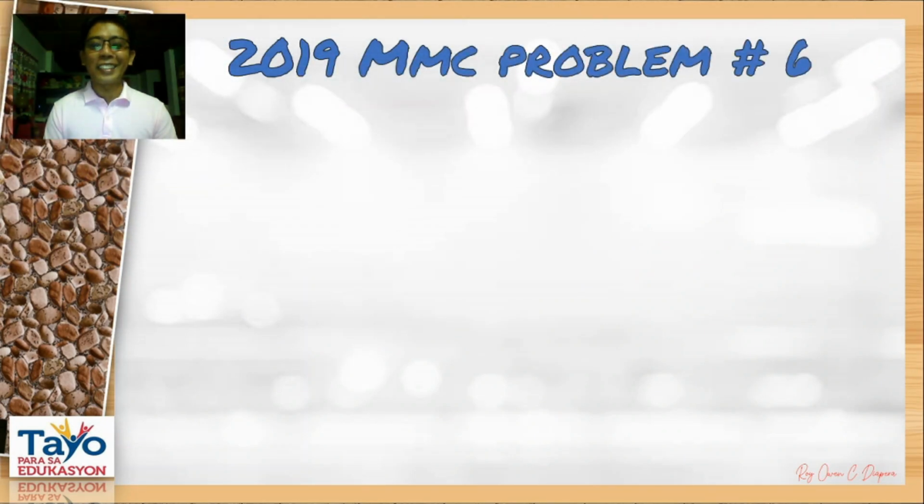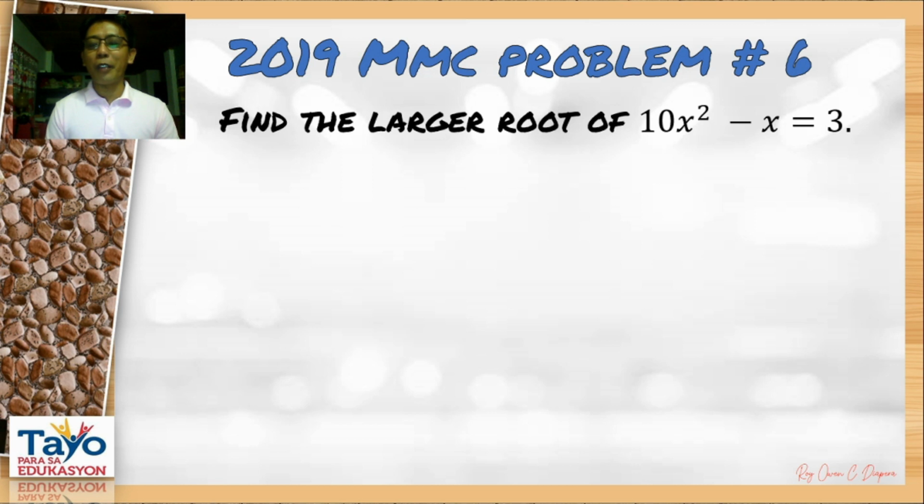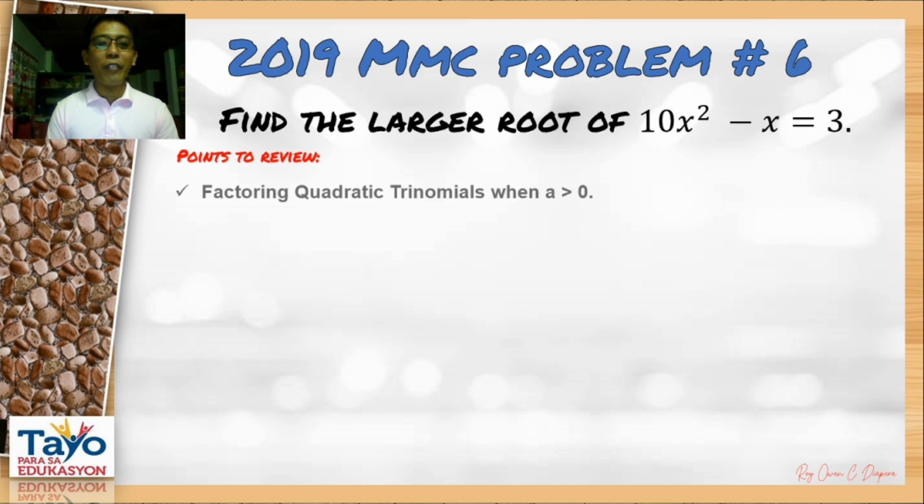Problem number 6. We are asked to solve: Find the larger root of 10x squared minus x is equal to 3. Now, before we can answer this question, of course, we have points to review. And what are we going to review? Factoring quadratic trinomials when a is greater than 0. If you can still recall, a here is the numerical coefficient of the first term in a given quadratic trinomial.